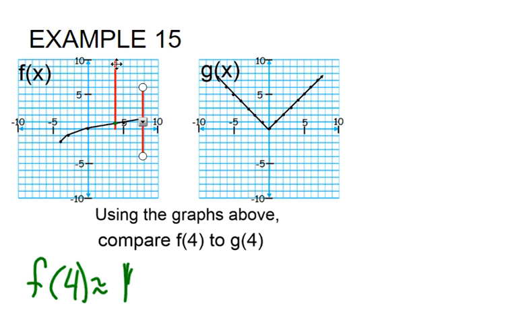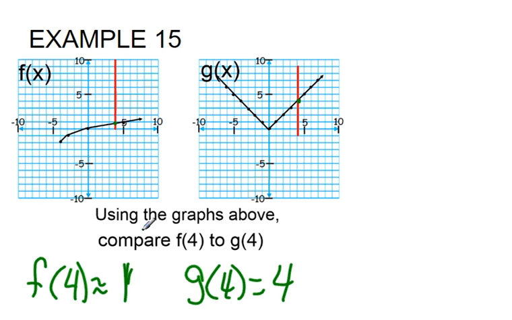So now let me grab a line here. We're going to do the same thing over at g of x. So I'm going to count over 4. 1, 2, 3, 4. So the point that we're looking for here is way up here. Okay? And looks like if I count up, it's going to be up 1, 2, 3, 4, which means I can say g of 4 is equal to 4.